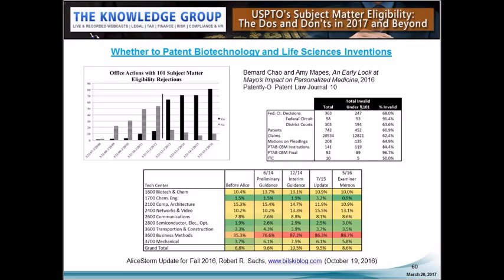So in trying to break it out, for example, chemical engineering only had a 2.5% rate of rejection, whereas immunology and microbiology went up to a 12% rate, and molecular biology had nearly an 18% rate of rejection. So the question you should think about is whether filing a patent is always the best option.